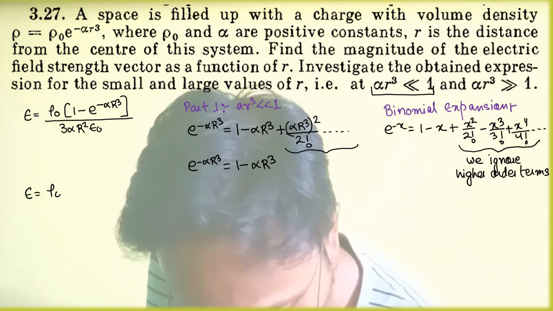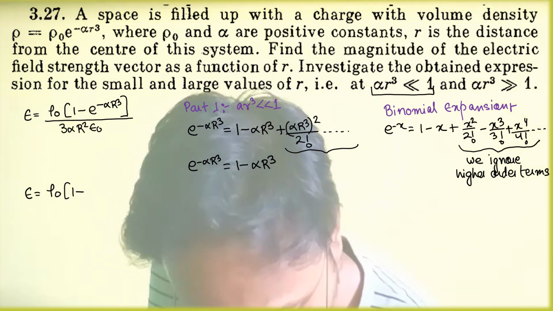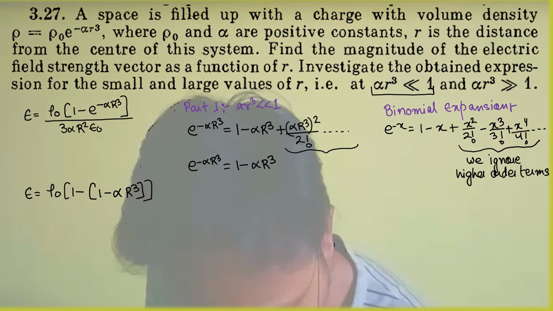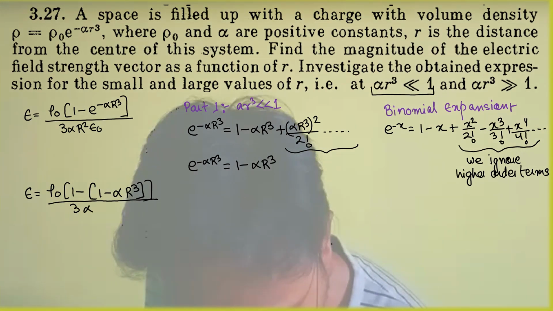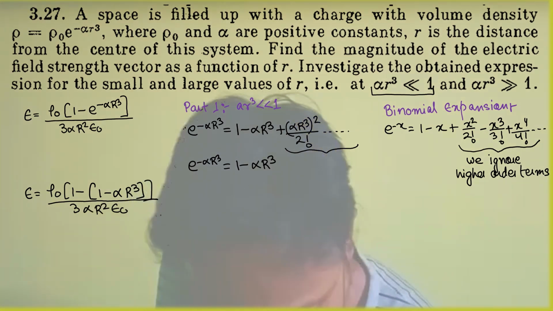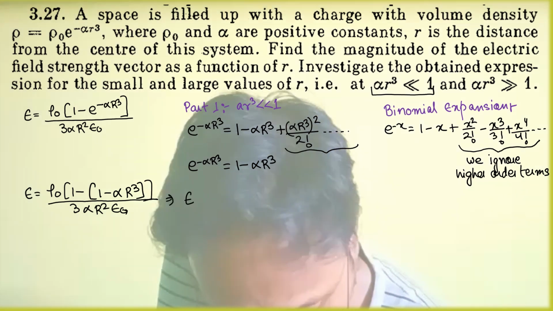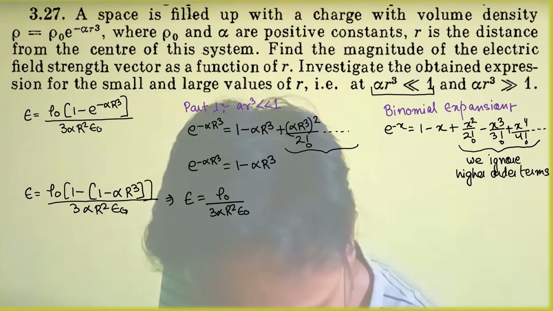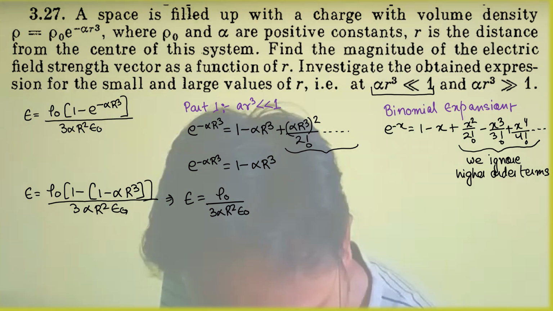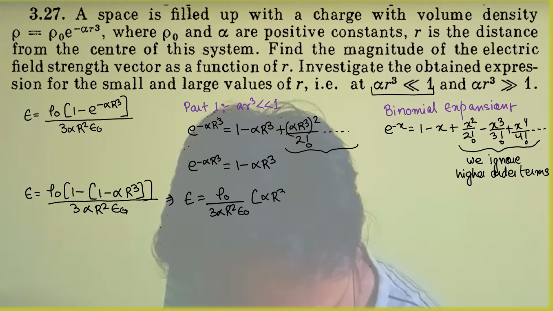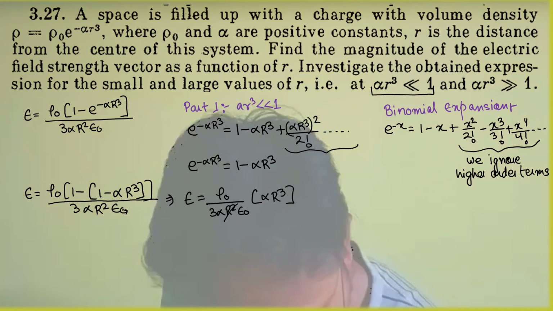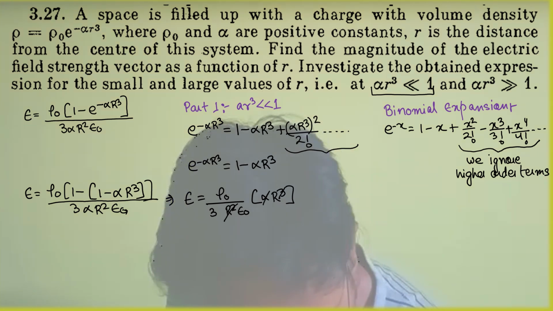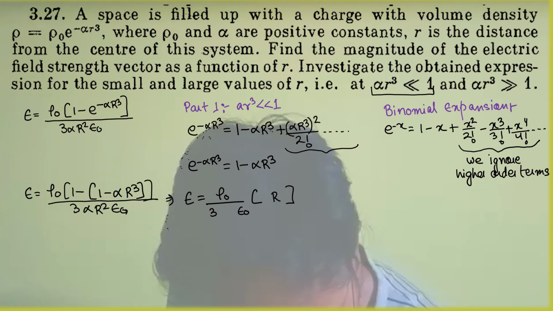E is equals to rho naught into 1 minus 1 minus alpha r cube, divided by 3 alpha r square epsilon naught, or E is equals to rho naught by 3 alpha r square epsilon naught. 1 and 1 would get cancelled, minus and minus would become plus. So alpha r cube. Okay, r square and r cube would get cancelled out here. Alpha and alpha would get cancelled. So we're left with R square and r cube gets cancelled.